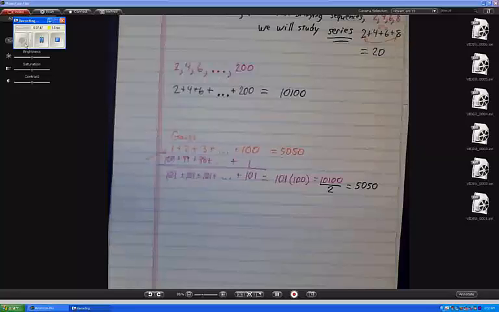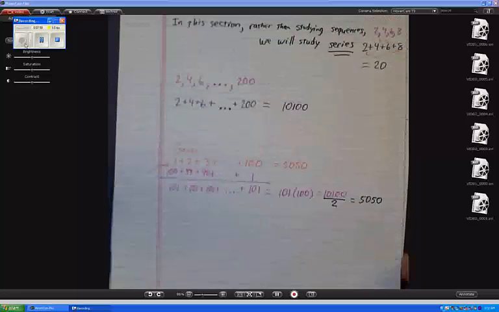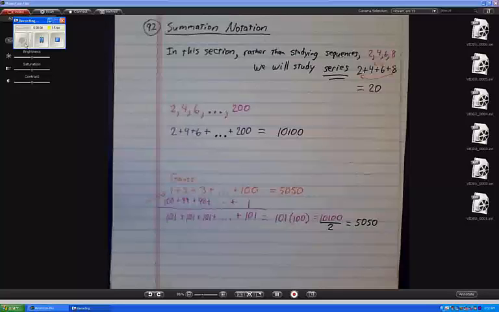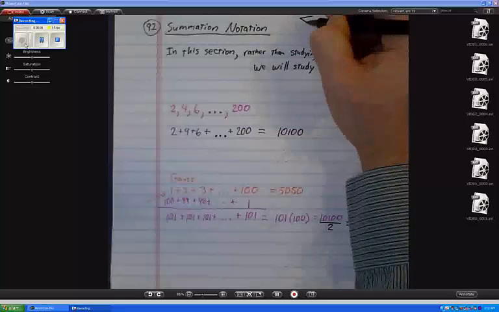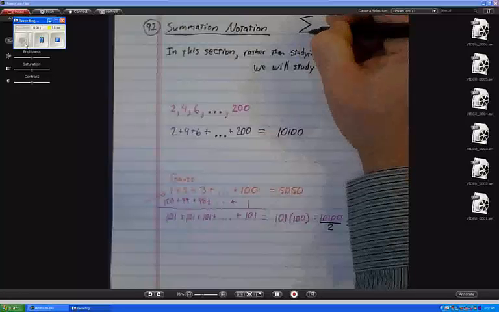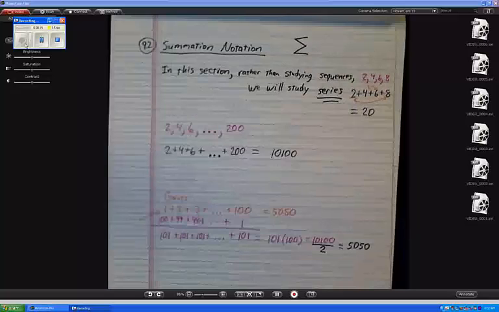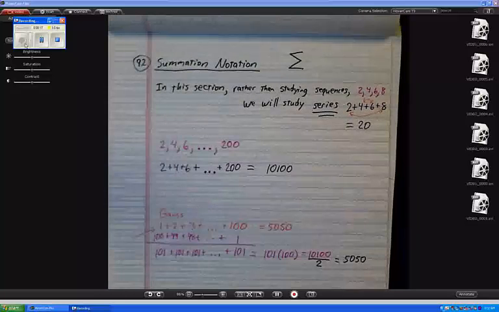Okay? Now, the title of this section is not series, it's summation notation. Okay? And we're gonna come up with a letter from a Greek letter. Do you guys know any Greek? Do you guys know what this means? What letter that is? It means add. That's right. That's what it's going to mean.